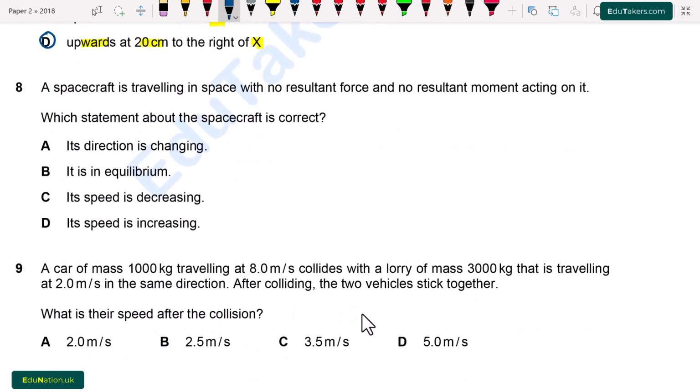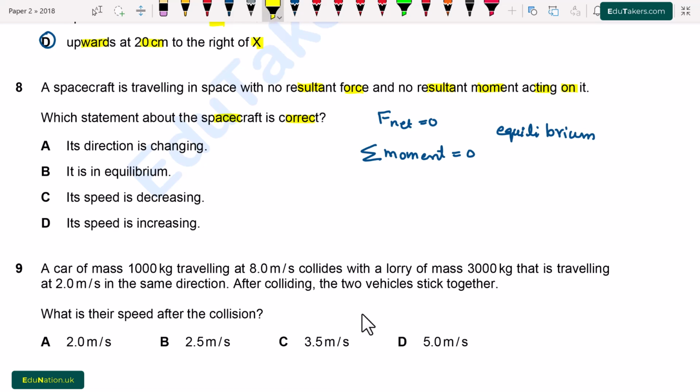Question number 8. A spacecraft is traveling in space with no resultant force and no resultant moment acting on it. Which statement about the spacecraft is correct? So the total net force is equal to 0 and also the net moment is equal to 0. This condition is basically for equilibrium. When the net force and the net moment acting on the body are equal to 0, it means that the body is in equilibrium.